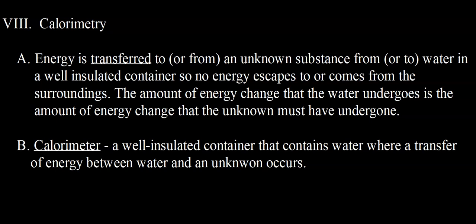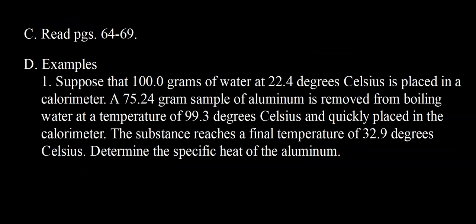So just a reminder, a calorimeter is a well-insulated container that contains water where a transfer of energy between the water and something occurs. There's some background information way back, pages 64 to 69. We're going to be using, again, Q equals MCΔT for these calculations. Anytime a substance's temperature, such as water, is changing, we can use Q equals MCΔT to calculate the change in energy that occurs. So let's take a look at this example.